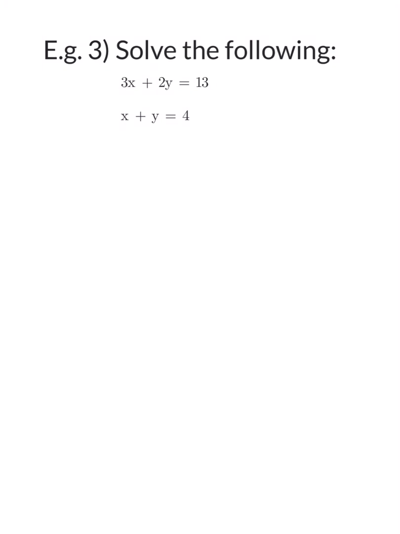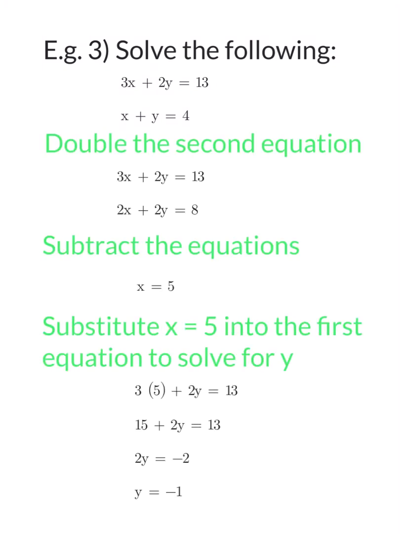So this requires us to do the next method, which is to multiply one of the equations, sometimes both. But in this case, we're just going to multiply the second equation to make either the x's or the y's coefficients equivalent in both equations. So in this one, we're going to multiply the second equation by 2.